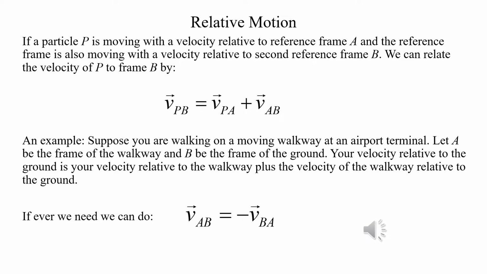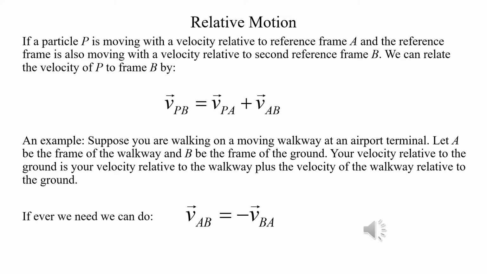Now, if we ever need to reverse the order of the subscripts, we just take the negative. So the velocity of frame A relative to B is equal to the negative of the velocity of frame B relative to A. Notice in the first equation, the velocity of P relative to B equals the velocity of P relative to A plus the velocity of A relative to B. On the right side of the equation, the A subscripts are on the inside and the P and B subscripts are on the outside. And then on the left side, we just have the P and B subscripts.